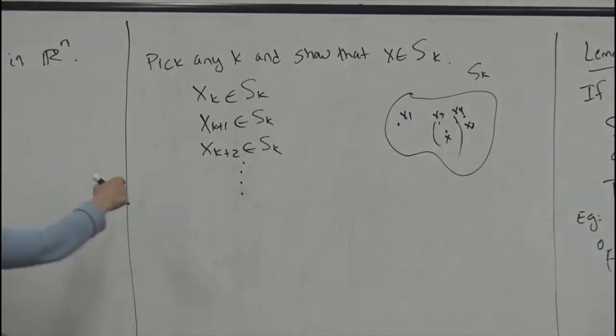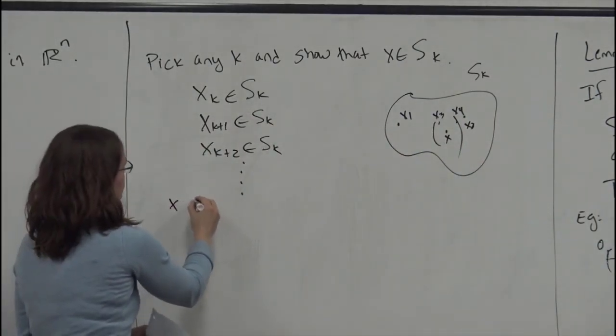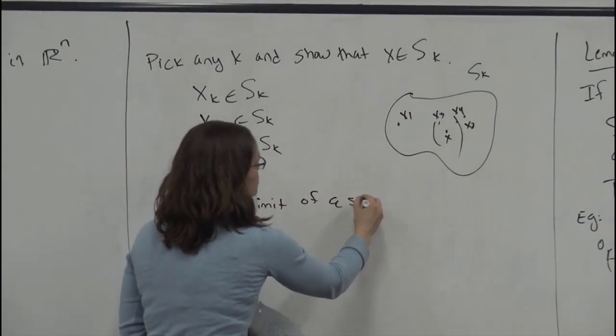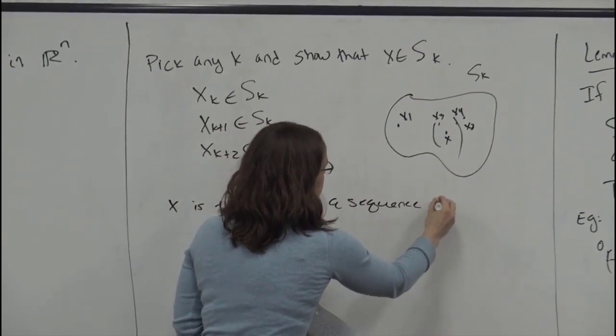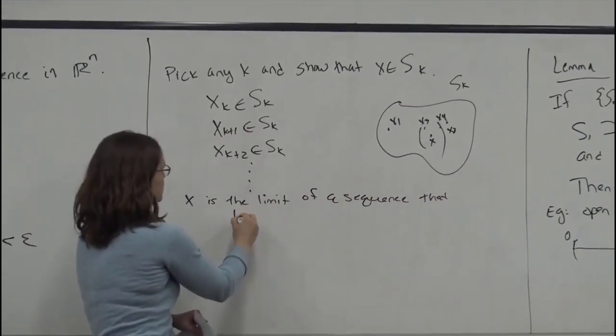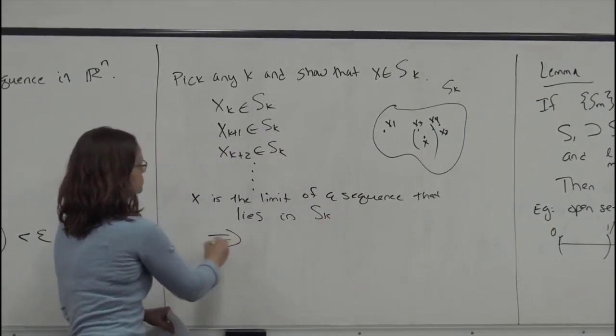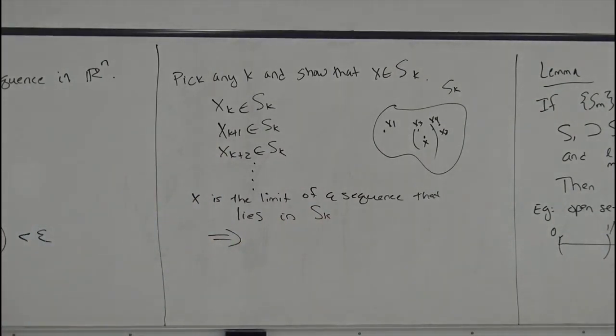x being the limit of this sequence, x is the limit of a sequence that lies entirely in S_k. And that's totally equivalent to saying x is a limit point of S_k.